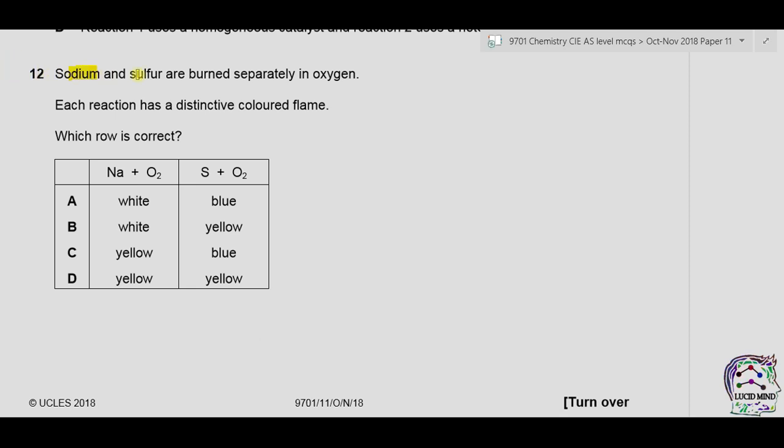Question 12. Sodium and sulfur are burned separately in oxygen. Each reaction has a distinctive colored flame. Which row is correct? First is the flame color of sodium and second is the flame color of sulfur. Now this question is based on the fact, so therefore you should remember that sodium is yellow in flame while sulfur gives blue flame. The answer is therefore C.